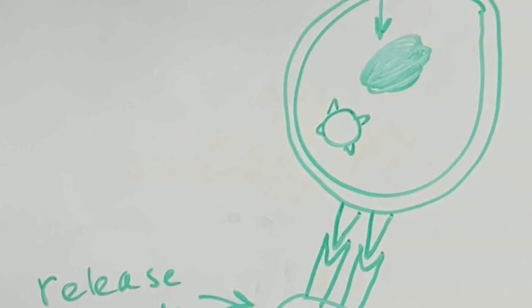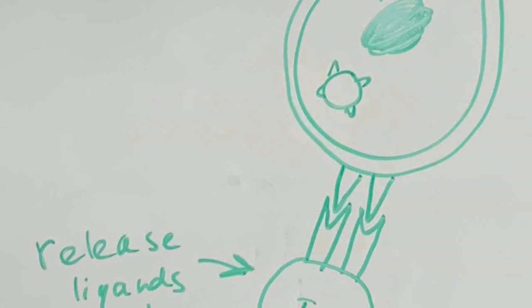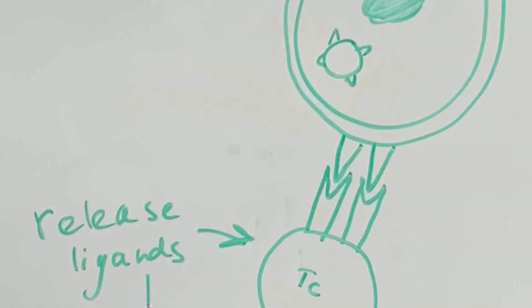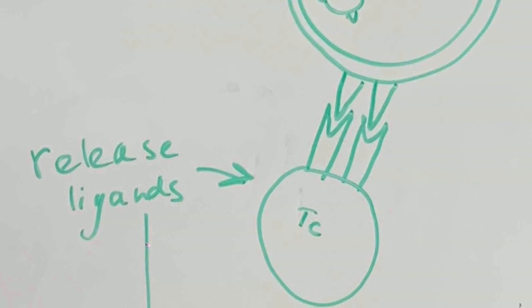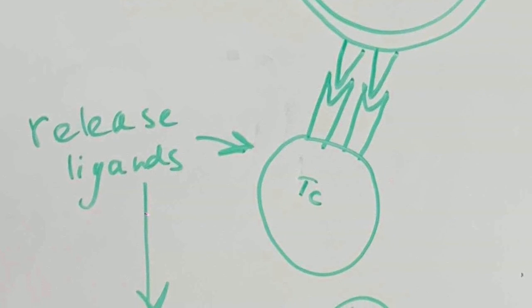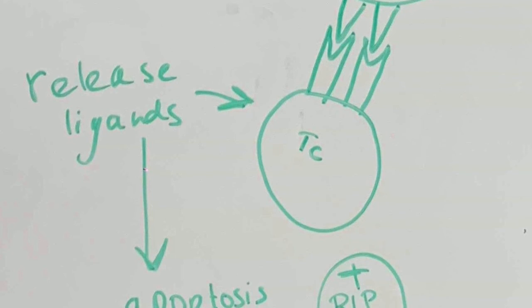A cytotoxic T cell will come across an infected cell, for example, a cell infected with a virus, that has MHC1 markers on its surface, as well as an antigen that matches that T cell receptor. The cytotoxic T cell responds by releasing a death ligand, stimulating that cell to undergo apoptosis.